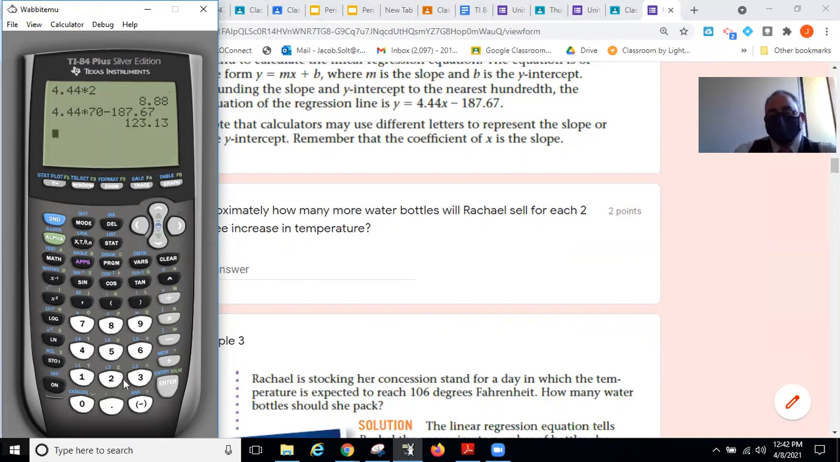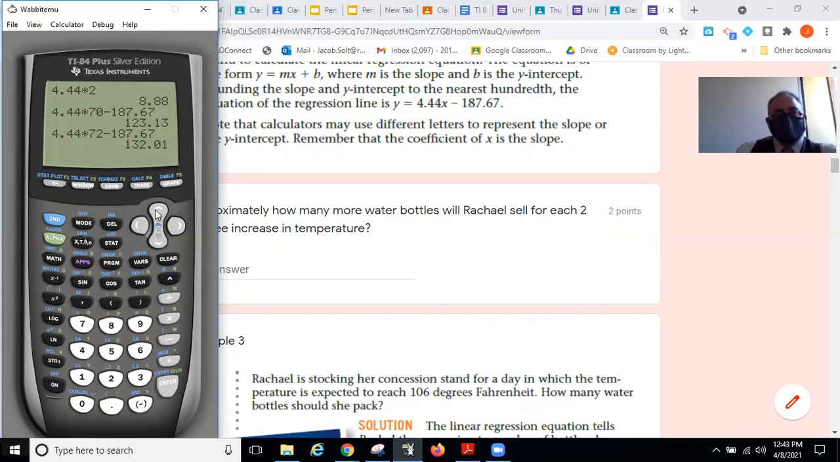Let's see how many bottles of water she'll sell if it's 72 degrees. All right, 72 degrees. There's the slope, 4.44 times 72, because now it's 72 degrees outside, minus 187.67, because that's the linear regression. Based on the data we have so far, we can predict that she will sell about 132.01 or 132 bottles of water.